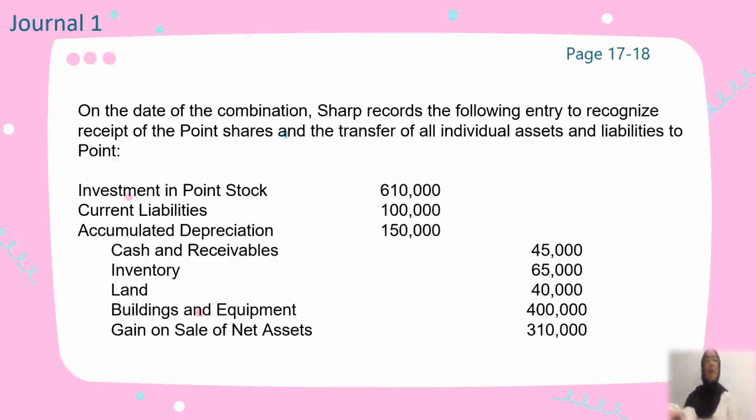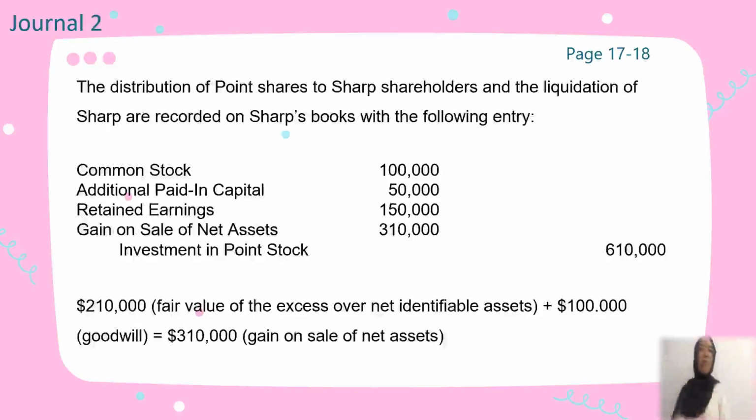Okay, later I will tell you how to calculate the gain on sale of net assets in the next slide. Okay, the second journal: we have to write the distribution of Point shares to Sharp shareholders, and the liquidation of Sharp are recorded on Sharp's books with the following entry here: common stock, additional paid in capital, retained earnings, gain on sales of net assets, investment.